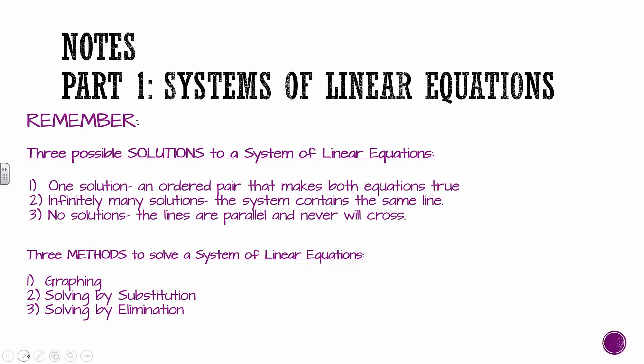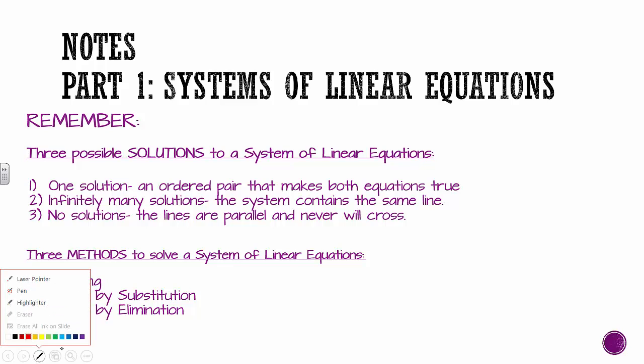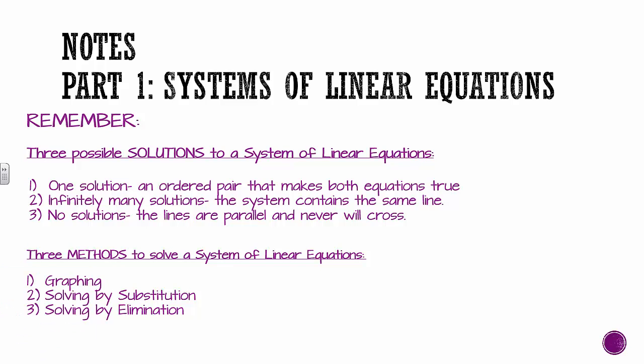So remember, there's three possibilities. These are special types. Sometimes you can get one solution. It's an ordered pair that makes both equations true. So on a graph, that was really easy to find because it was where the two lines crossed. This time what we're going to do is solve things algebraically. So you're going to get an answer for x and an answer for y. And then we're going to write it as an ordered pair.